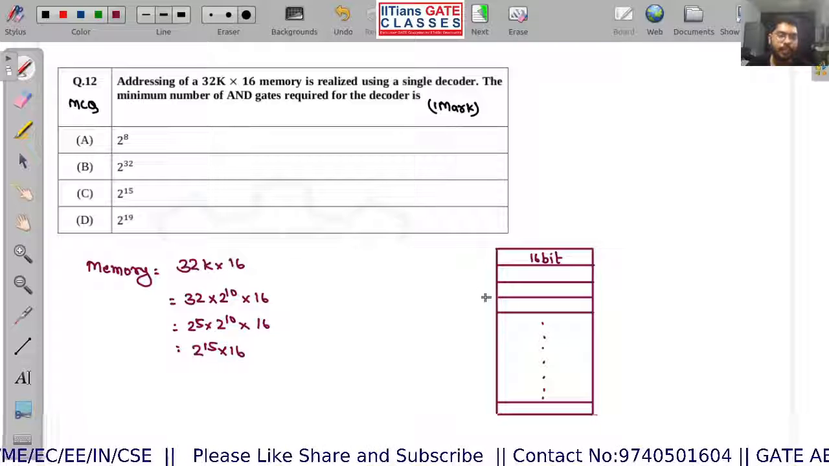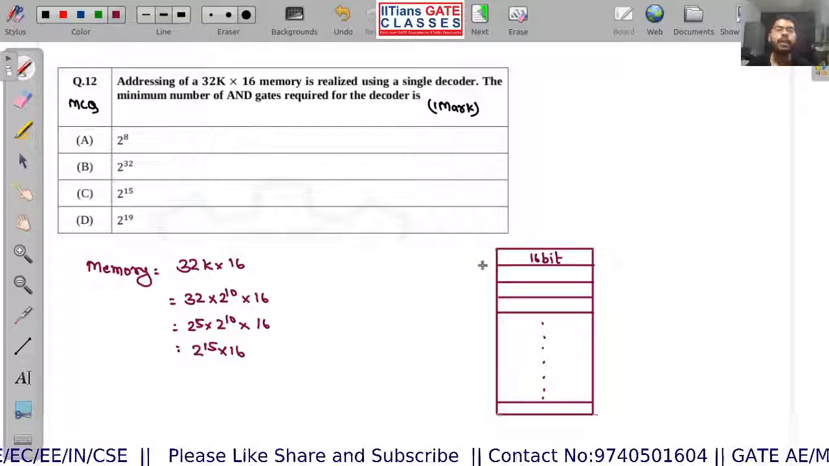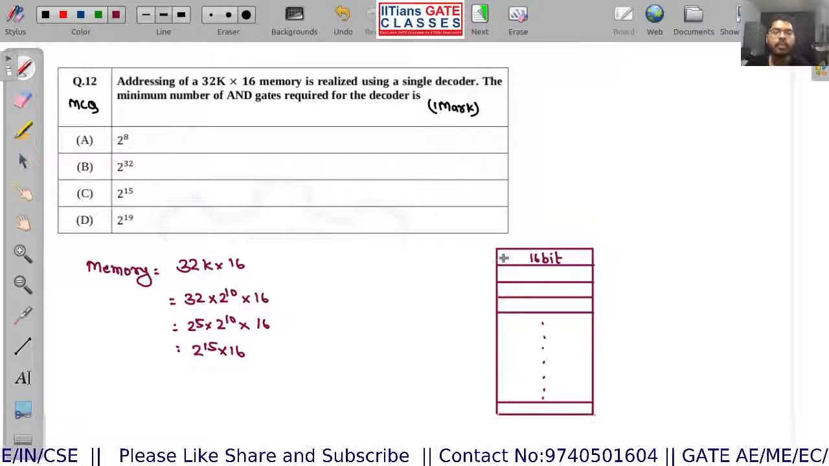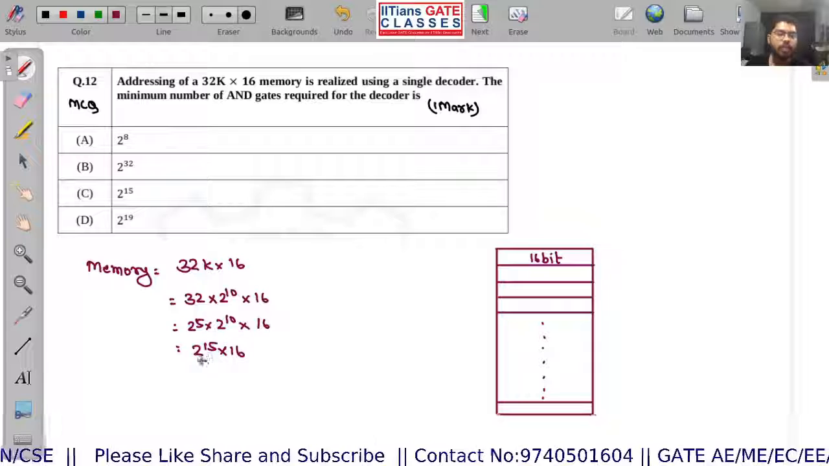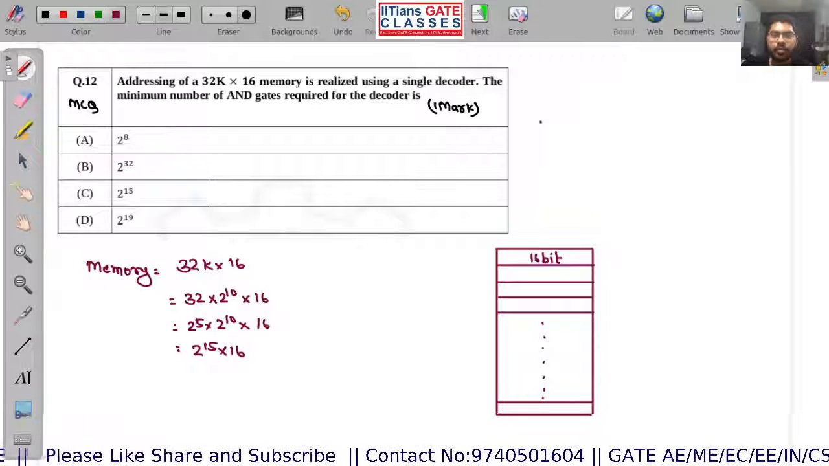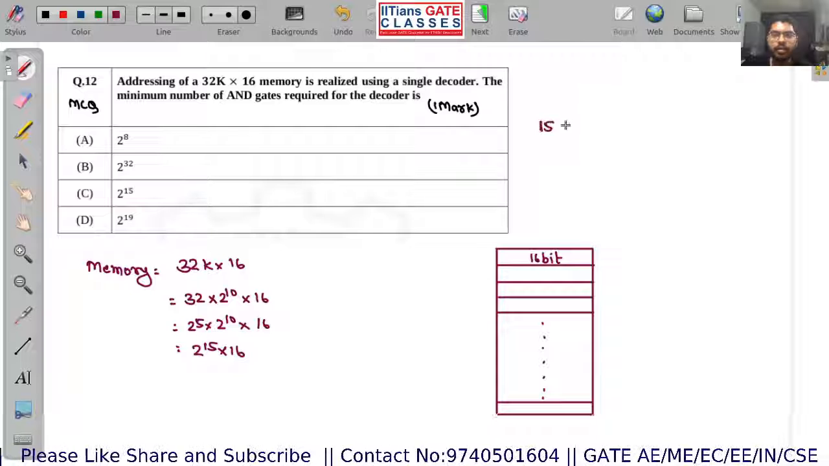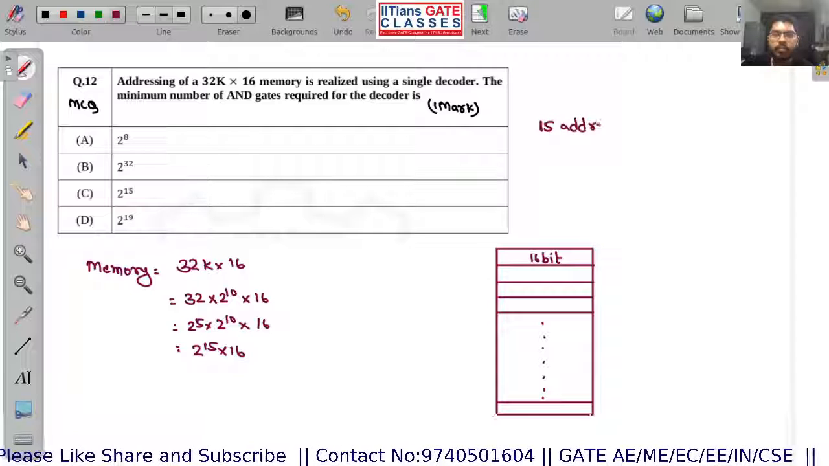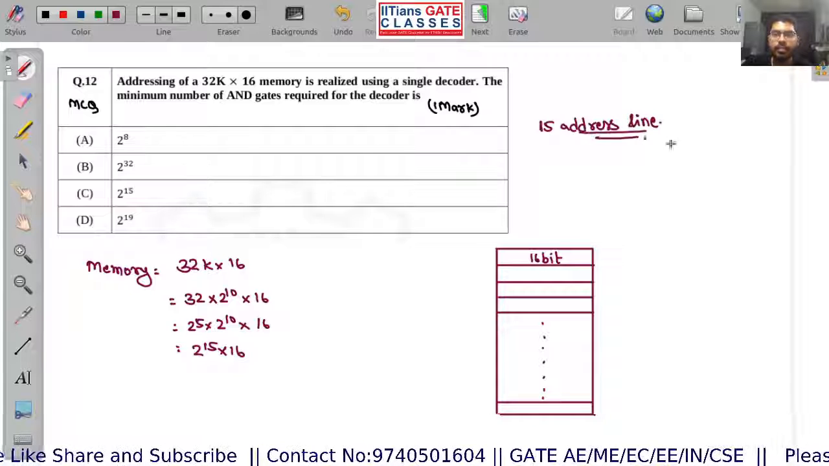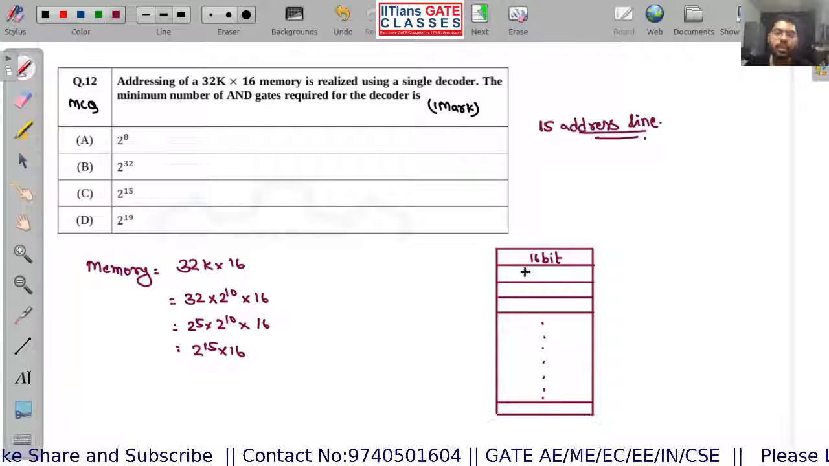32 such cells. So how many address lines do I require to specify each of the locations? Obviously 15 address lines. I will require 15 address lines for specifying the memory location.